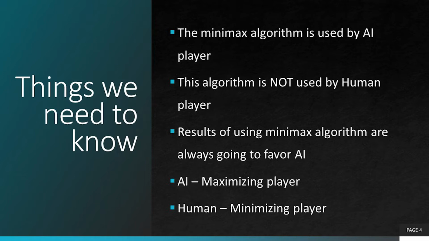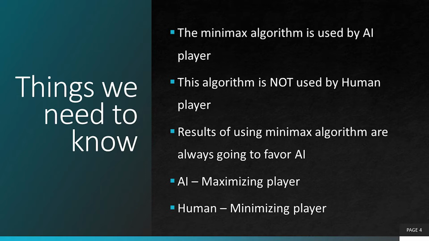1. The Minimax algorithm is used by the AI player or the computer to determine which move it should make next. 2. This algorithm is not used by the human player at all at any point of the game. Therefore, the result of using Minimax algorithm is always going to favor AI and no one else. So it will move the final stage of the game to a stage where either the AI will win or it will be a draw.